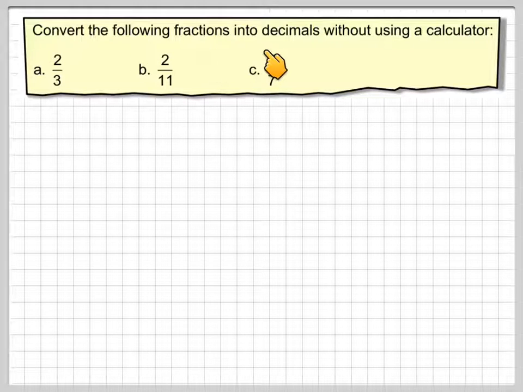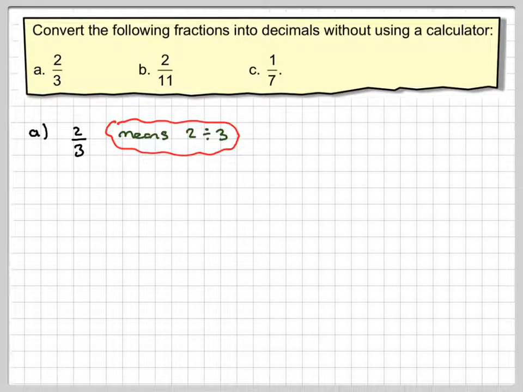Convert the following fractions into decimals without using a calculator. A, 2/3, B, 2/11, and C, 1/7.